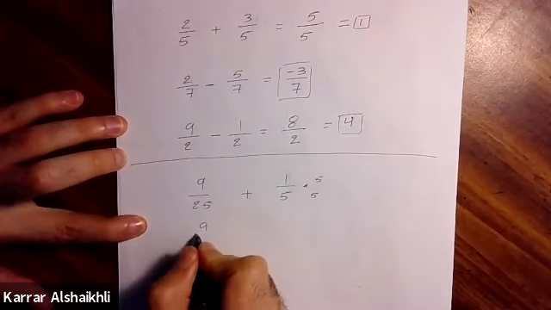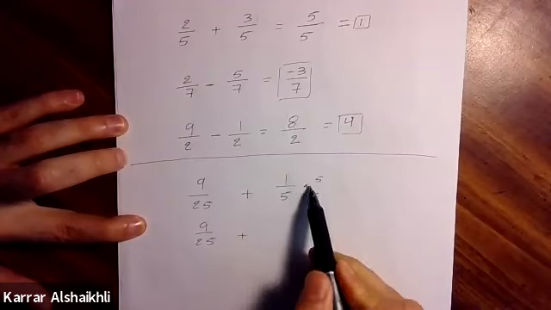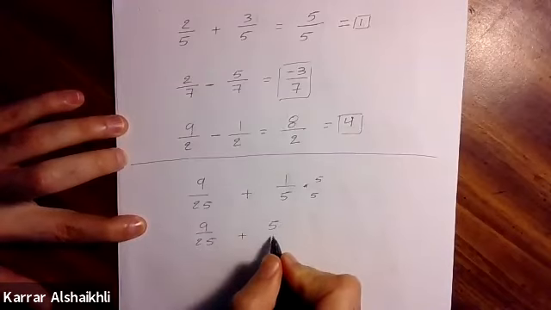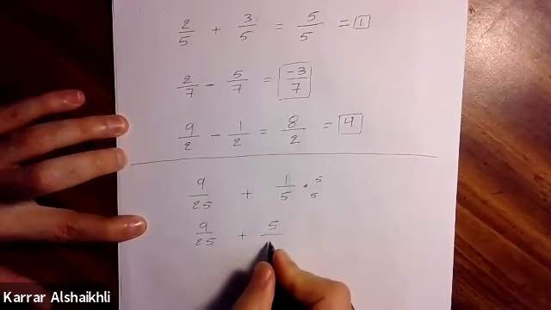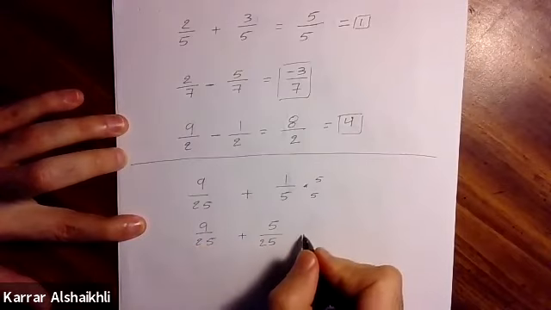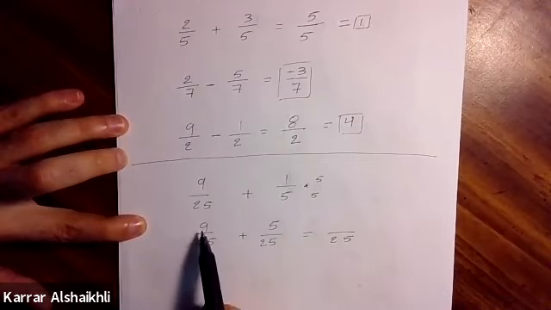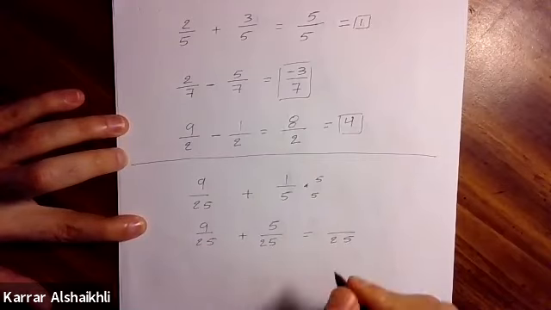So this one, 9/25 plus 1 times 5 is going to be 5. 5 times 5 is going to be 25. Now I get exactly the same denominator here. So I'm going to write down 25. Then 9 plus 5 is going to be 14.